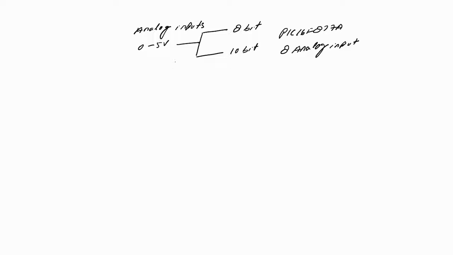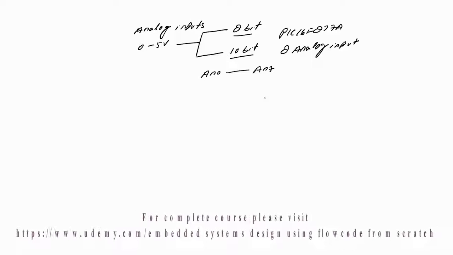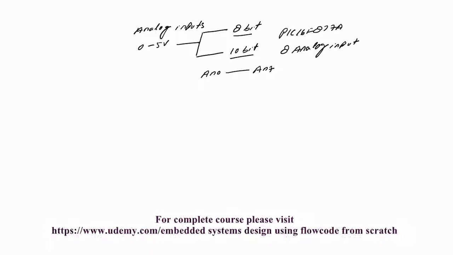So we can connect 8 analog inputs with our microcontroller from analog 0 to analog 7, and we will see how we can read these voltages, that is from 0 to 5 volt, as 8-bit conversion and 10-bit conversion. So let's start our first program to read the analog voltages in Flowcode.